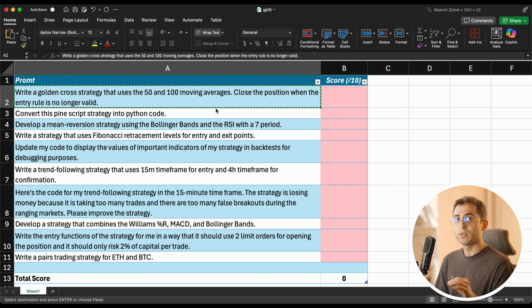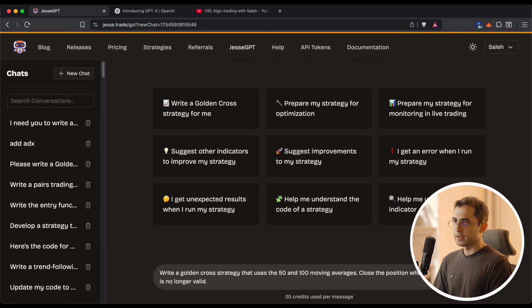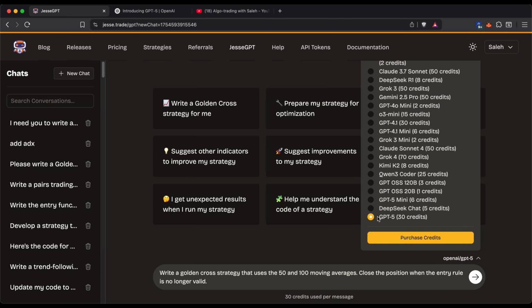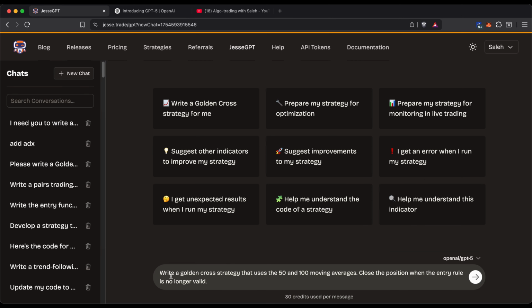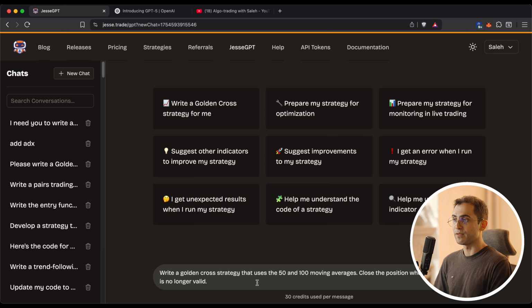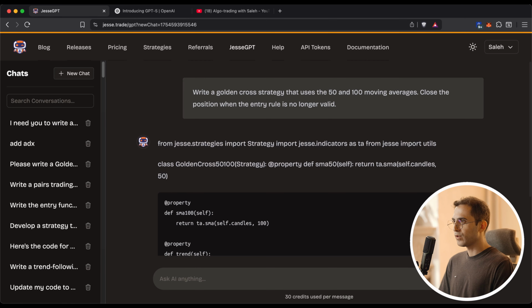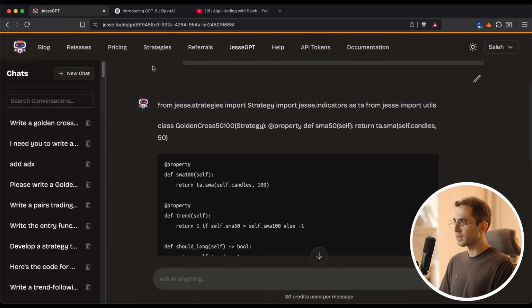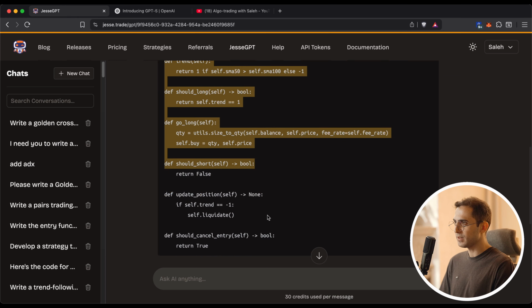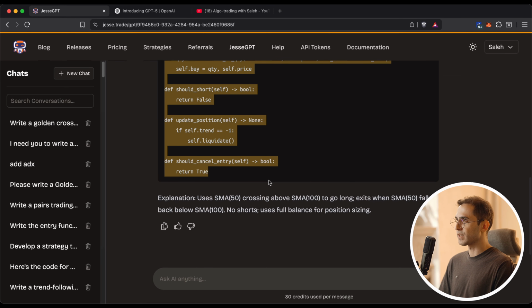Now we're gonna ask 10 questions from the model. So let's begin. Now, by the way, make sure the OpenAI GPT-5 is selected. We also added support for GPT-5 Mini. Right, write a golden cross strategy that uses the 50 and 100 moving averages. Close the position when the entry rule is no longer valid. All right, so it did write it, but the formatting is a bit off. So this is the first time I'm seeing this.